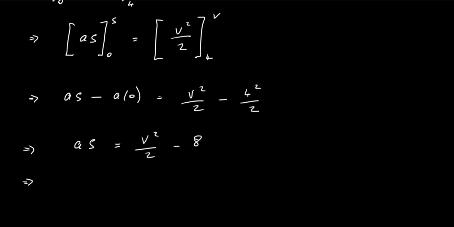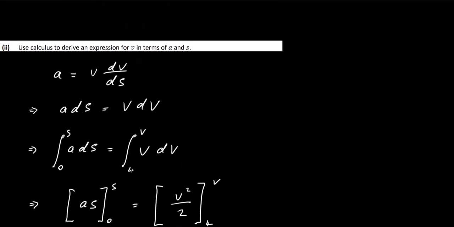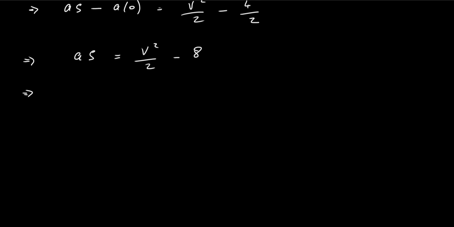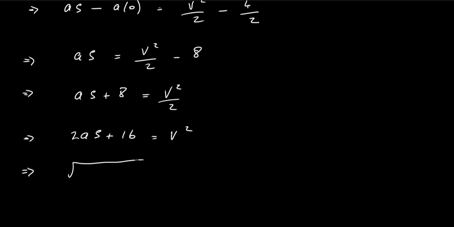Now what does it say up here? It says derive an expression for v in terms of a and s, so we need to get v on its own. Let's get rid of that 8 anyway. So it's going to be as plus 8 is equal to v squared over 2. Multiply both sides by 2, so you get 2as plus 16 is equal to v squared, and then just square root both sides. So you get v equals the square root of 2as plus 16. And I think that is it. Yeah, that's it for that part of the question.